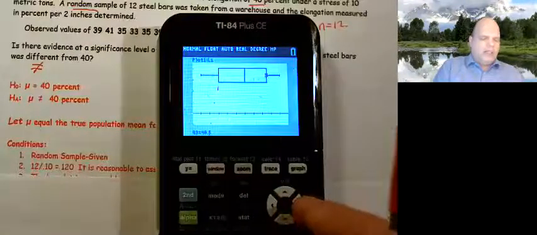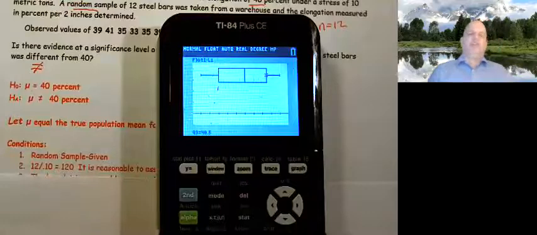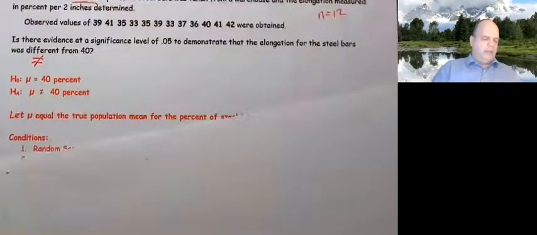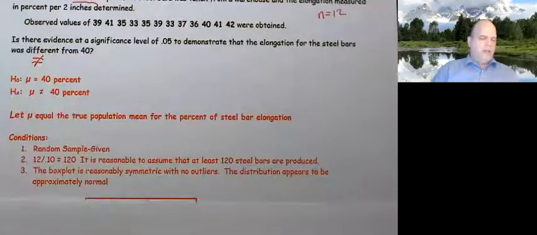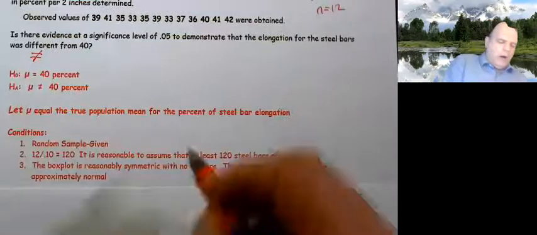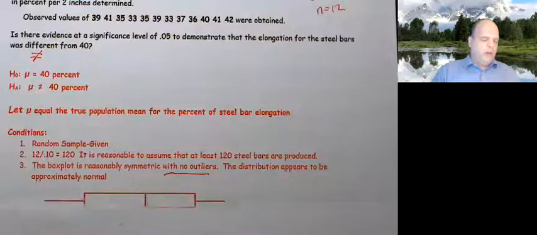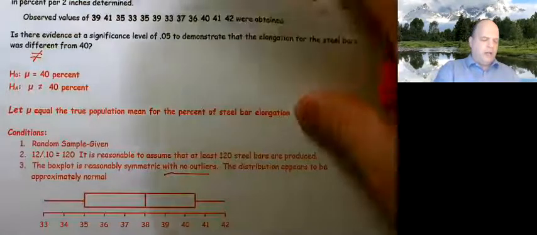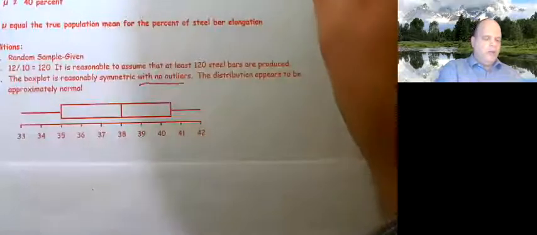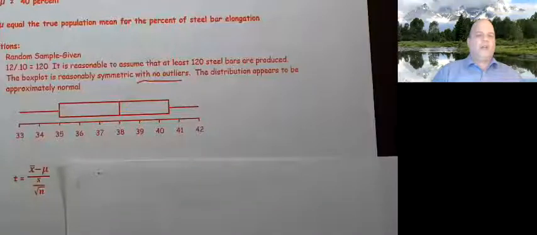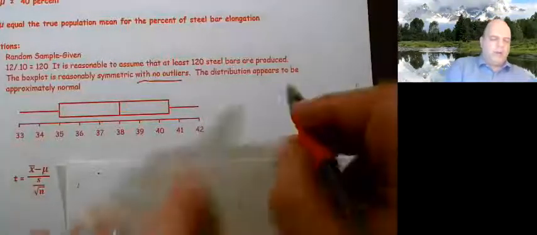Well, when I look at that, it's not perfectly symmetric, but it's symmetric enough. So here's what we're going to say on that. The box plot is symmetric with no outliers. Always specify whether or not there are outliers. If there are outliers, we have a problem. The distribution appears to be approximately normal, or normal enough, and that's what my box plot actually looks like. The next thing we need to do is write the equation. Our equation is t equals x bar minus mu, divided by s over the square root of n.